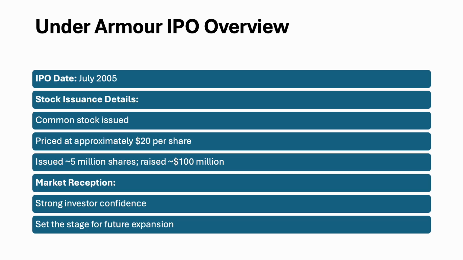So, our Under Armour IPO overview. Our IPO date was July 2005. Stock issued details: common stock, priced at approximately $20 per share. Issued 5 million shares, raised 100 million. Our market reception, strong investor confidence, set the stage for future expansion. So basically, it set the stage for how big the expansion could be.